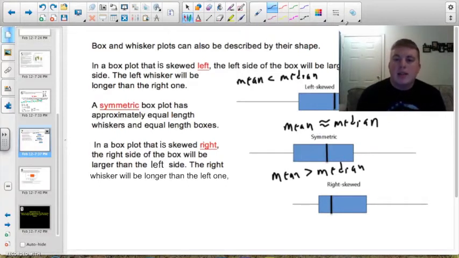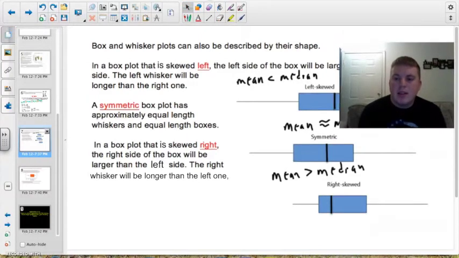Alright, the last thing that we're going to discuss, and before I flip to that next slide, I'm going to drag the camera back down to the bottom.